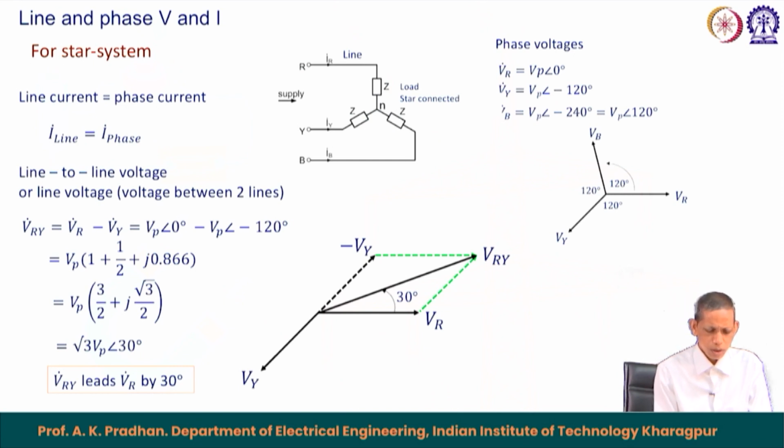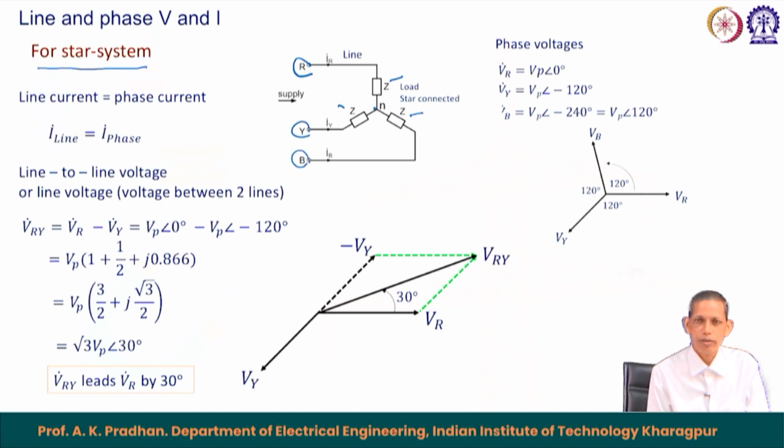So, we will talk about a star system here. Let us say this is your star system. We have 3 impedances Z, Z and Z, which are the same. From the balanced supply, the corresponding current magnitudes will also be the same, and the R phase, Y phase and B phase currents will have the same magnitude, with the angle 120 degrees apart.